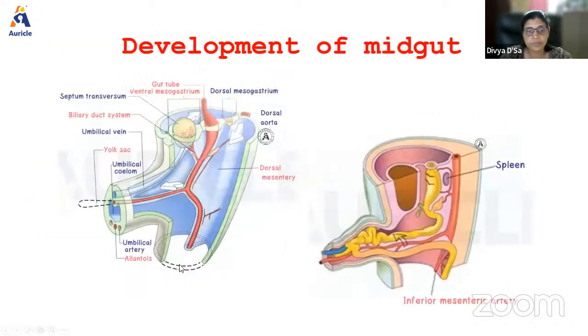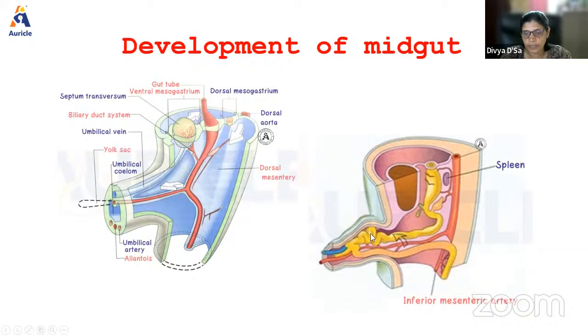Initially, this midgut is attached to the primitive yolk sac through the umbilical opening, by a duct known as the vitellointestinal duct. Through the vitellointestinal duct, it is connected to the yolk sac. So it forms a loop, which is attached posteriorly and supplied by the superior mesenteric artery, attached to the dorsal mesentery.